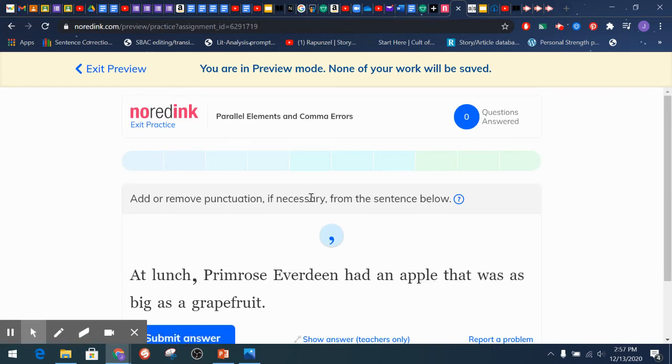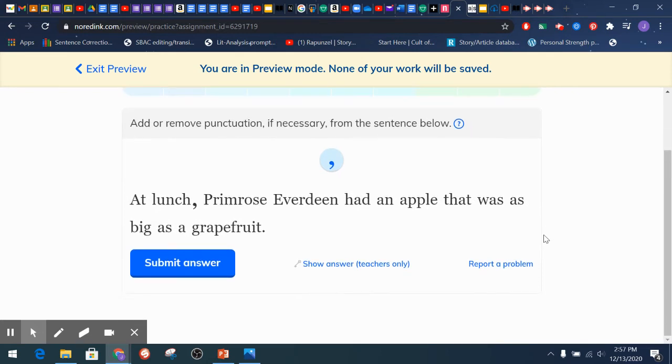All right, so we're going to add or remove punctuation if necessary from the sentence below. This should be a pretty quick tutorial because this is really, well, I guess they're not all about that and which. I thought that they would be. I've never used this tutorial either, this topic. This is the first one for me to teach.